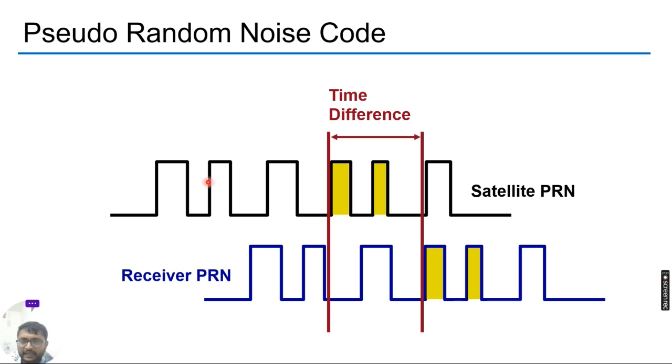So like this, we are getting the PRN from the satellite. That PRN we match with our receiver, and then we find the common point and see how much time difference there is between these two. The time difference we multiply with the speed of light, which gives us the observable, and that observable is known as the code range.